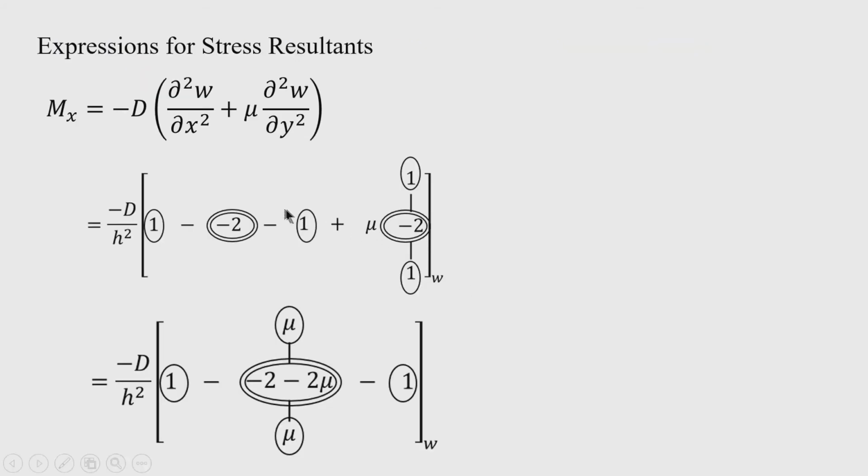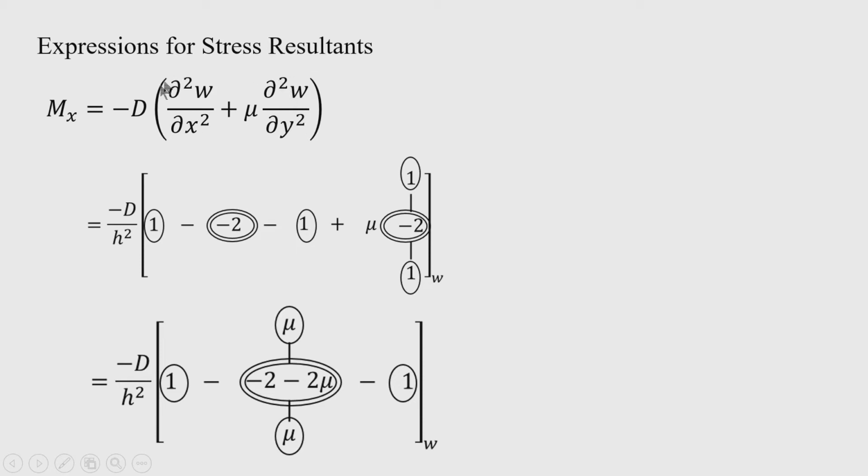So, though the bending moment expressions are not required for the governing equation itself, to apply the boundary conditions in the finite difference method, we require the bending moment expression in finite difference form, and the shear force expression also. The bending moment expression is nothing but a combination of del square w by del x square plus mu, the Poisson ratio, times del square w by del y square.